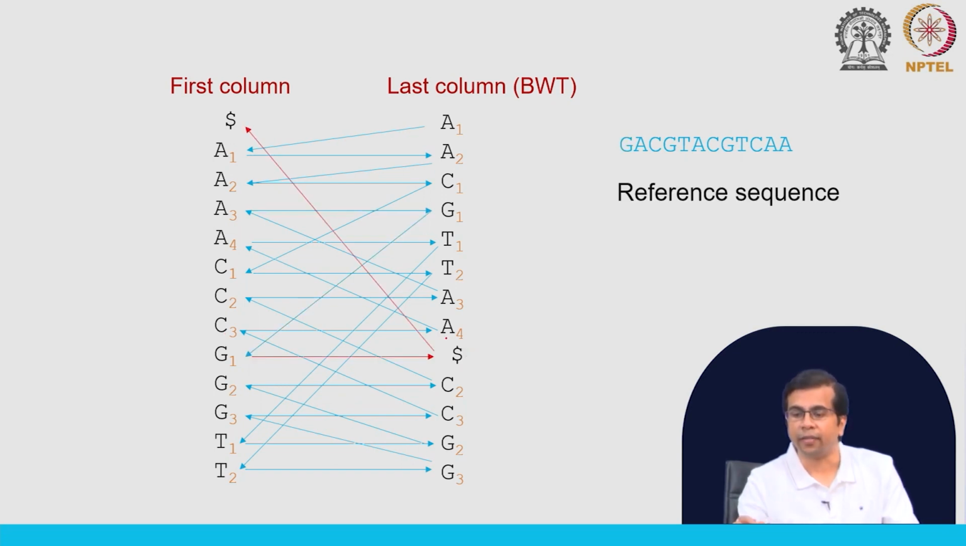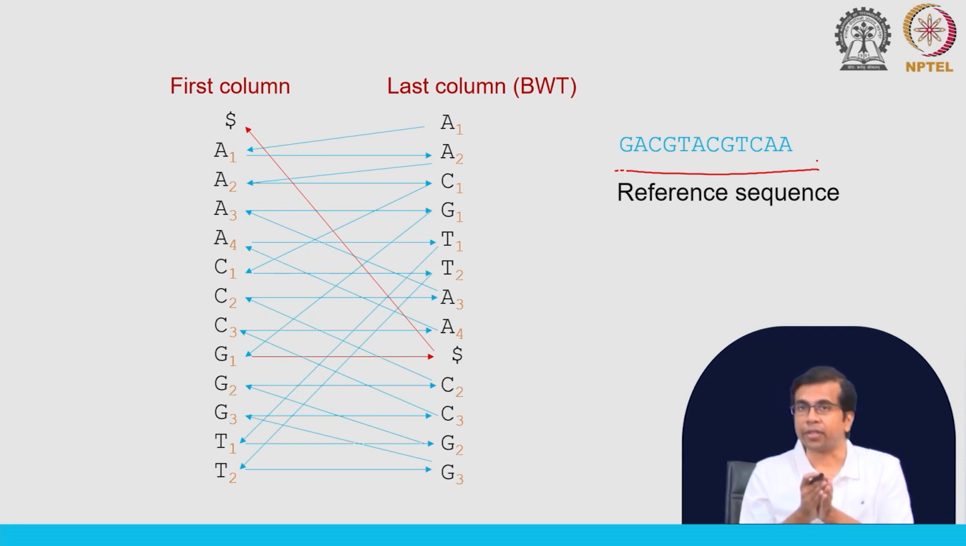And this is the reference sequence that we generated. So, hopefully it is clear how we can utilize this information of BWT and the first column using LF mapping to generate the original reference sequence. So, this is a very efficient way of storing the genome information. Just storing the BWT can give you the reference genome sequence, and it can help in read mapping.